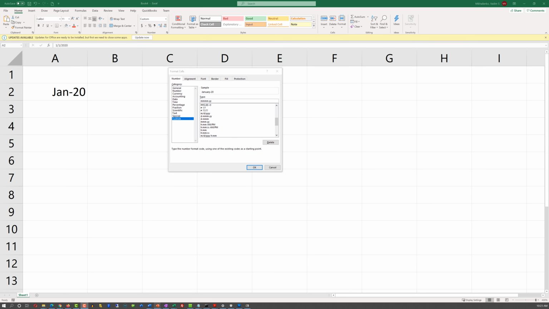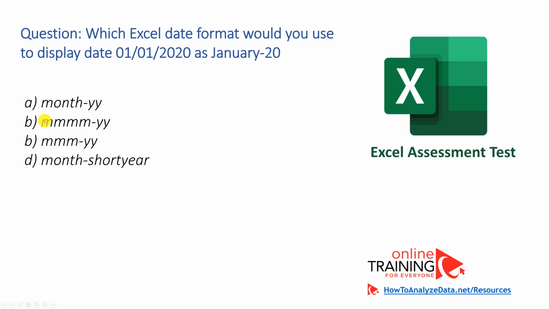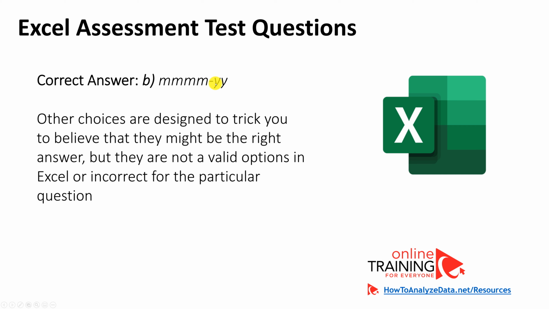All other choices are designed to trick you. If we go back to the question, the correct answer is B, 4 M's-YY. All other choices are designed to trick you, to believe that you might be looking at the right answer, but they are not valid options in Excel or incorrect for the particular question.